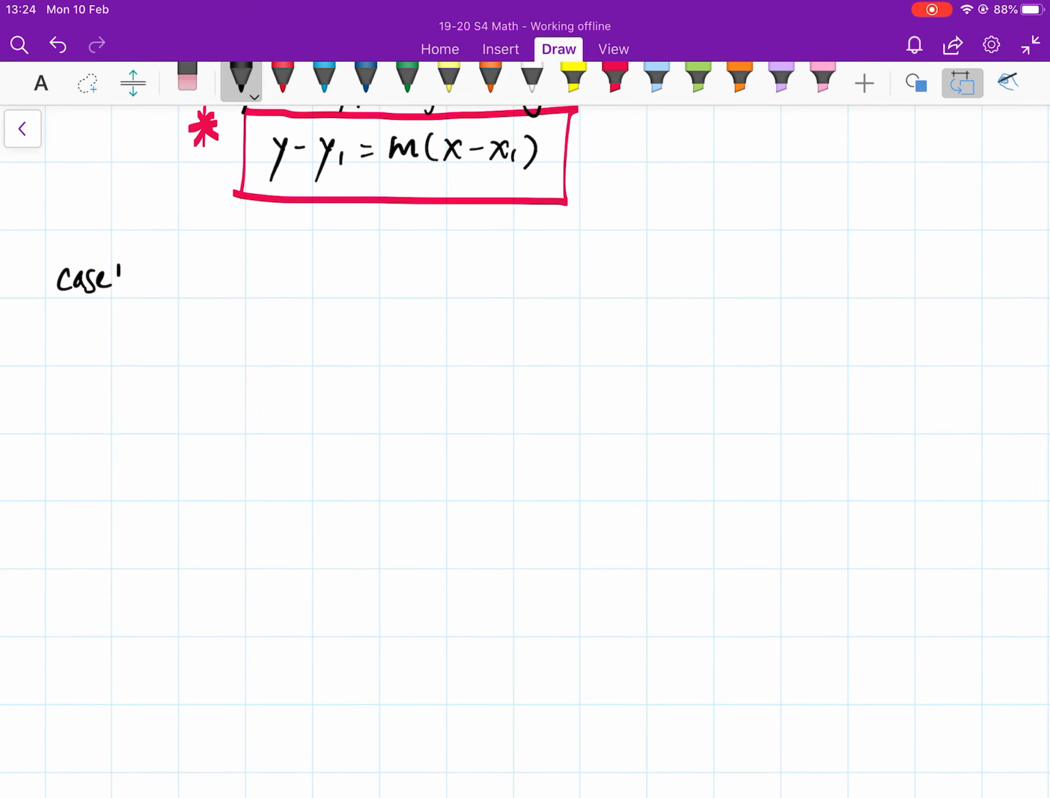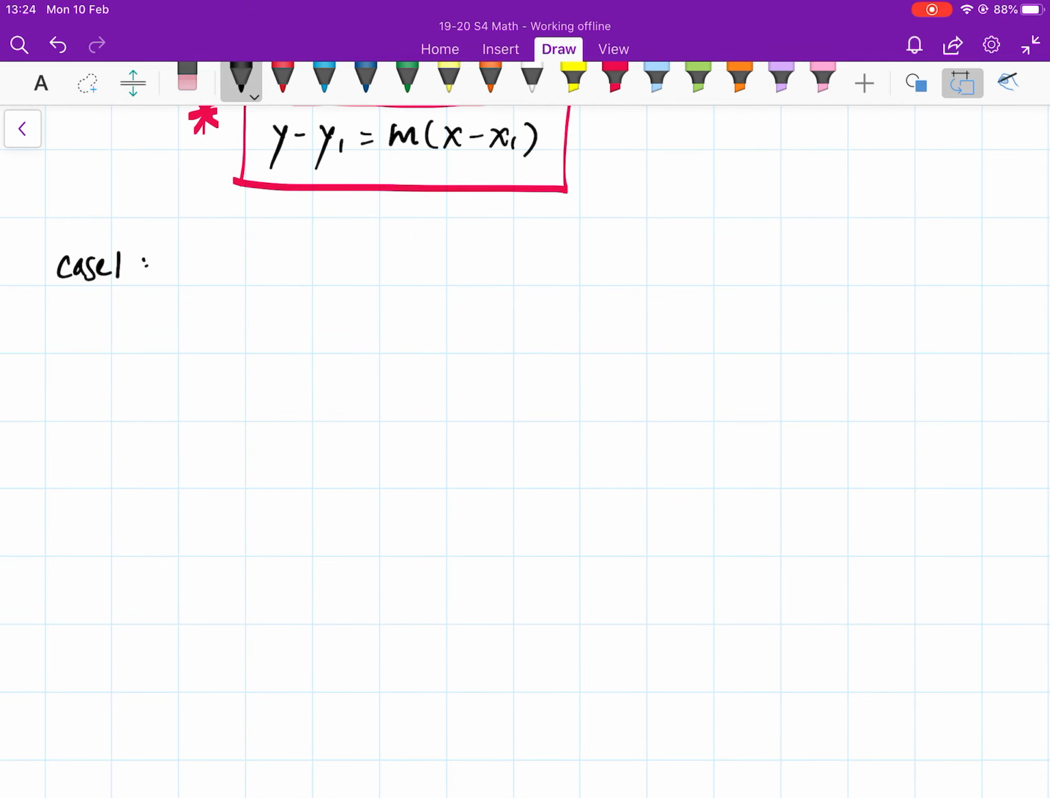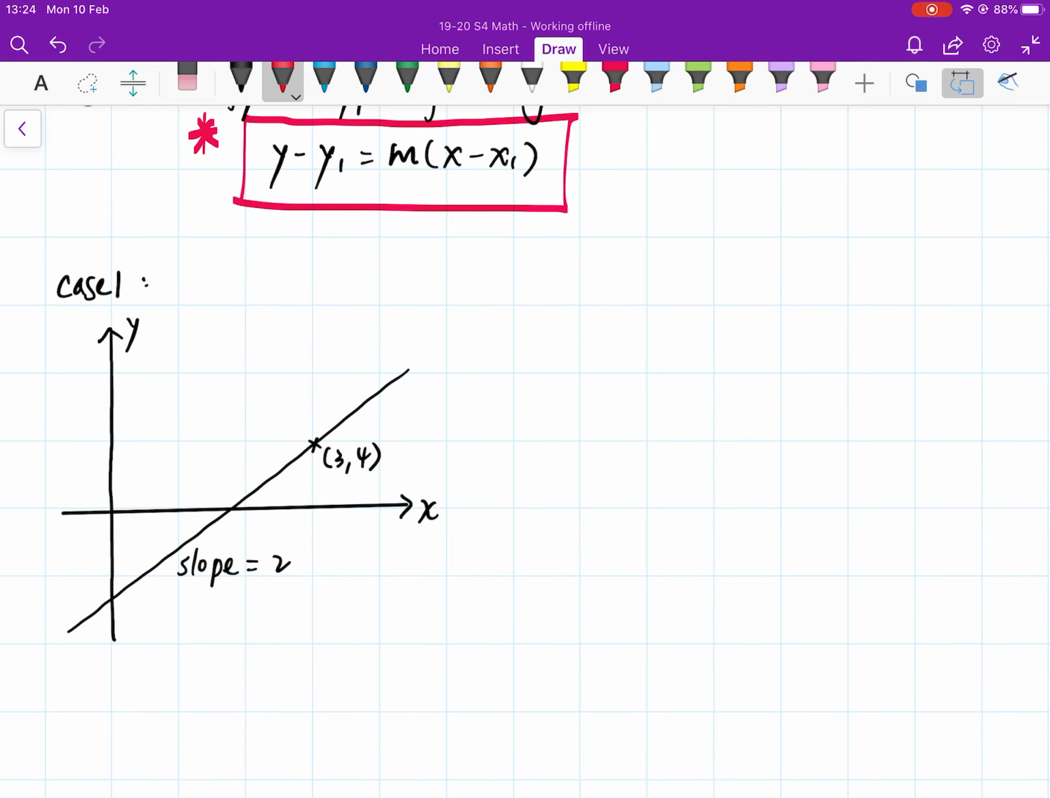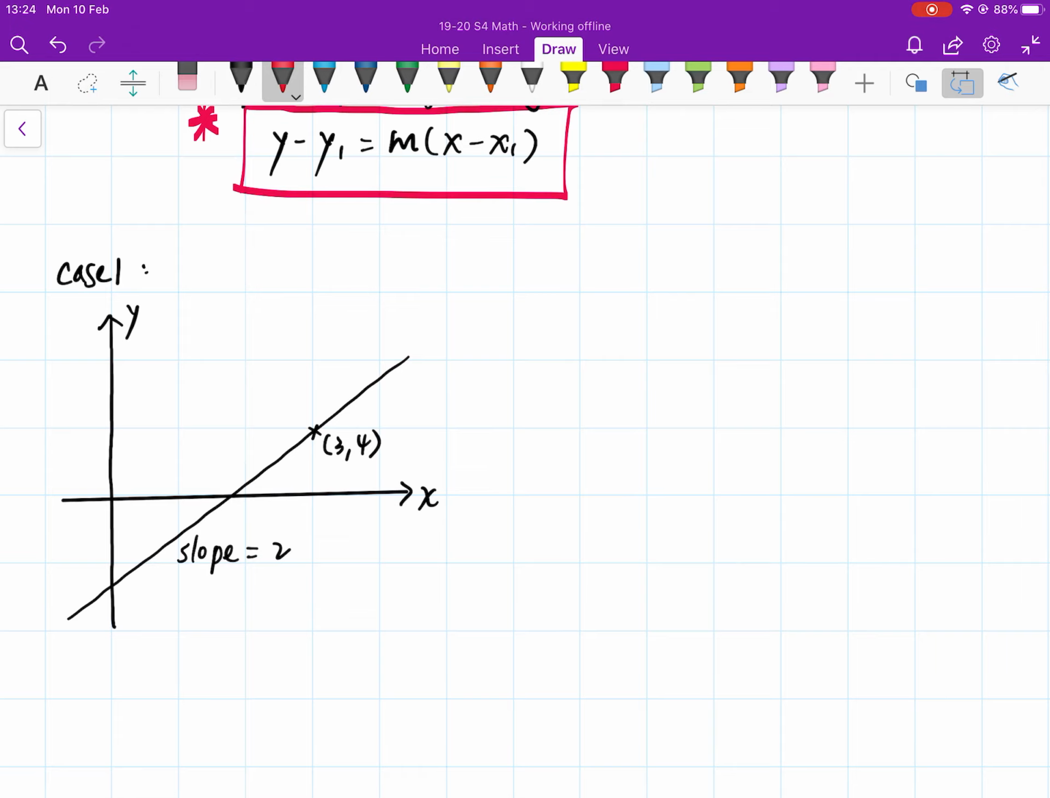Please help me to write down case 1 on your notebook. At the same time, please construct the y and the x-axis. Afterwards, please help me to draw a straight line on it. This straight line passes through (3, 4) with a given slope 2. Therefore, as the straight line passes through 3 and 4, it is given that it is x1 and y1, and then 2 is representing the slope m.